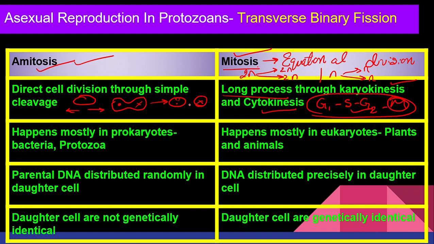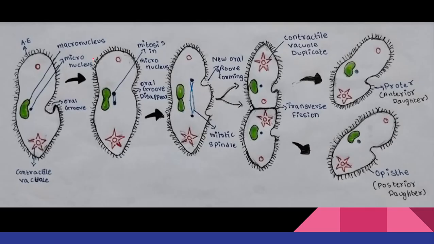So due to that, what will happen? Unequal amounts of genes will be transferred. So the parental DNA is distributed randomly. Why? Because direct cell division occurs here through simple cleavage, right? These daughter cells are not genetically similar. Correct? Now let's see the mechanism of transverse binary fission.